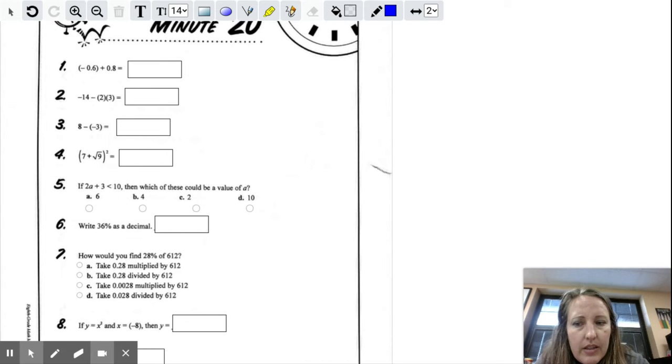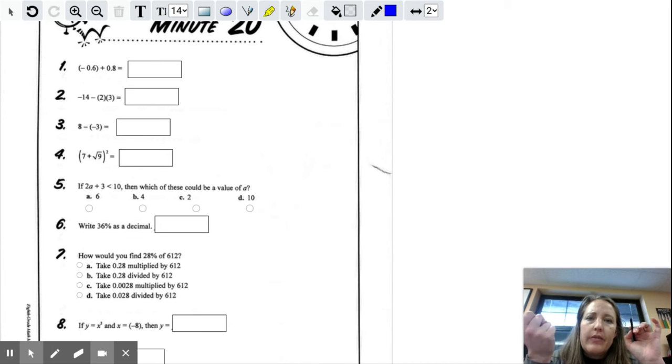So I've got the parentheses: 7 plus the square root of 9, squared. In the parentheses, instead of addition, I need to take the square root first, because it's like the opposite of an exponent, so it's on that same level. So what number times itself is 9? That would be 3, right? So 7 plus 3, and then we have to square that.